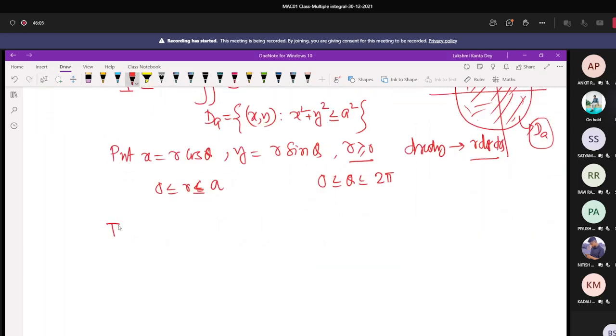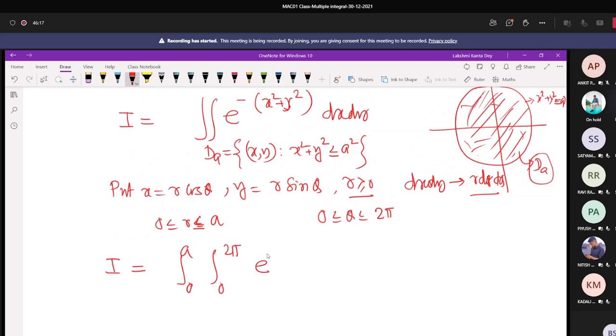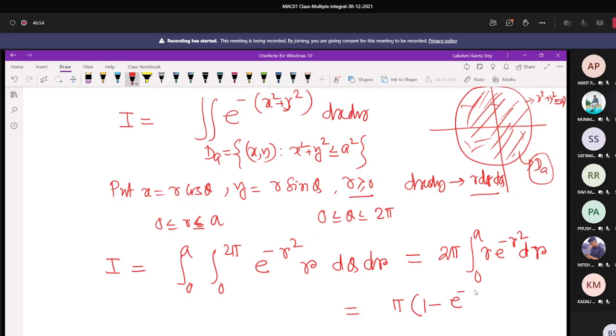So we can calculate this double integration I as the integral from 0 to a, 0 to 2 pi, of e to the power minus r square r d theta dr. I have to write theta first, then dr. So 2 pi comes outside, and we have the integral from 0 to a of r e to the power minus r square dr. This integral becomes very easy. Ultimately, it is pi into 1 minus e to the power minus a square. This is equation number 1.